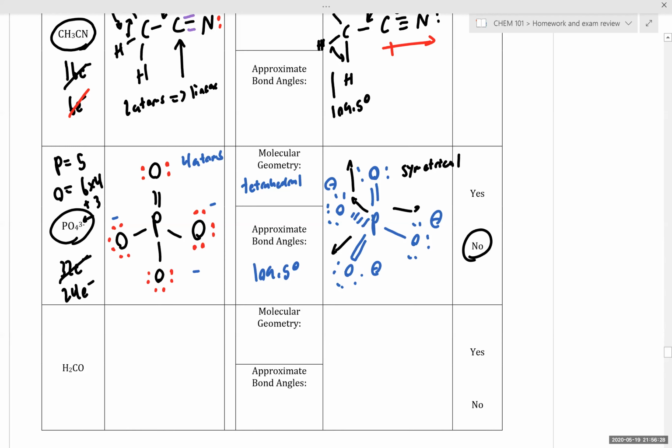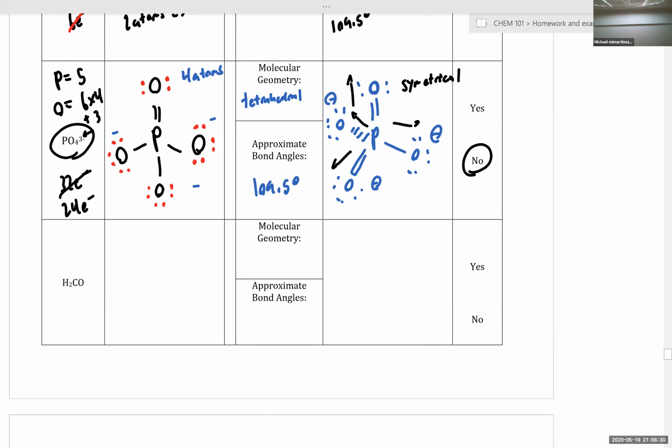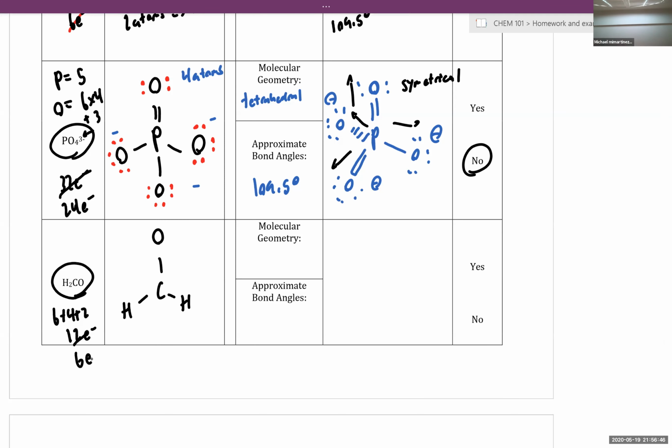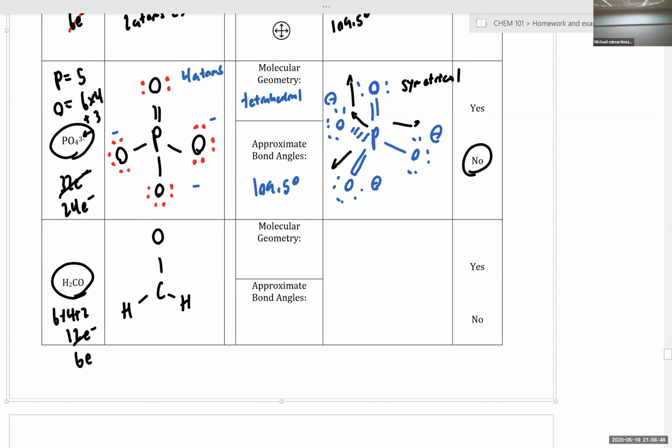Perfect. So let's look at this next example, formaldehyde. So counting our electrons, we have 6 plus 4 plus 2, which in turn gives us 12 electrons. We put carbon in the center. We surround it with 2 hydrogens and an oxygen, and we form 1 bond each. We have 6 electrons remaining. Where do our 6 electrons go?